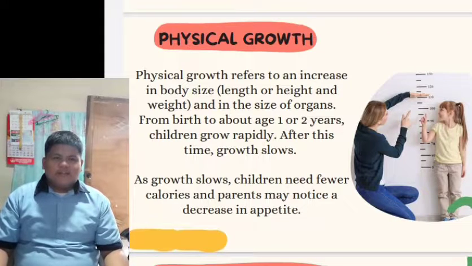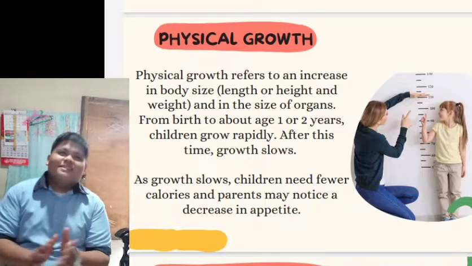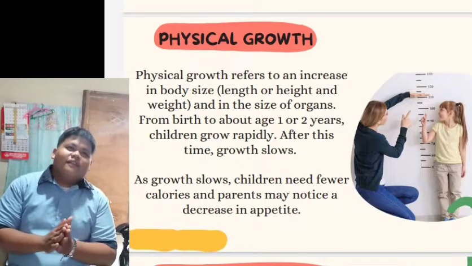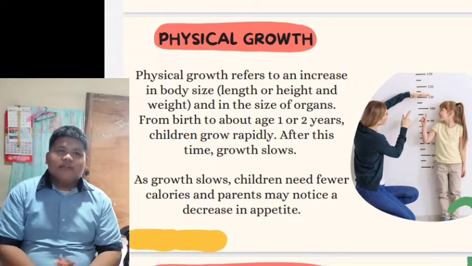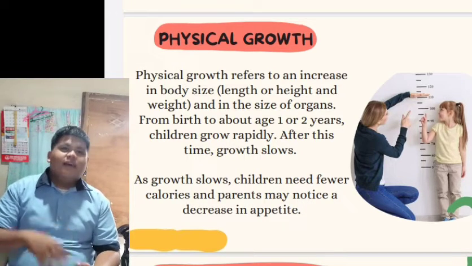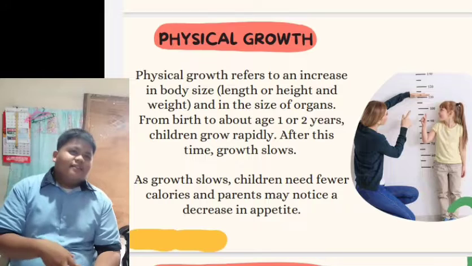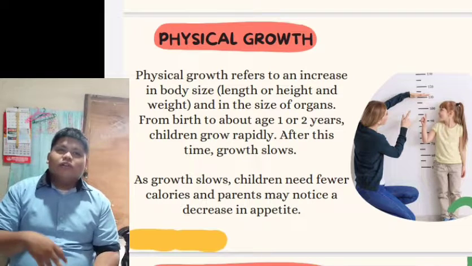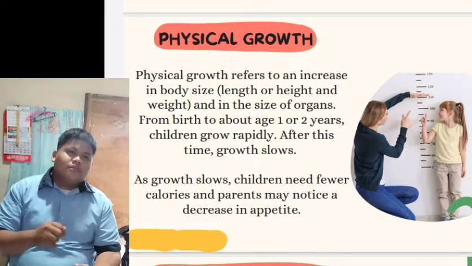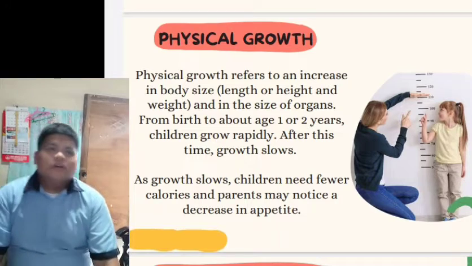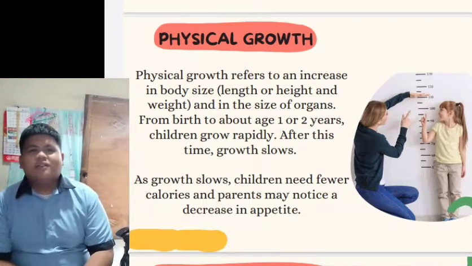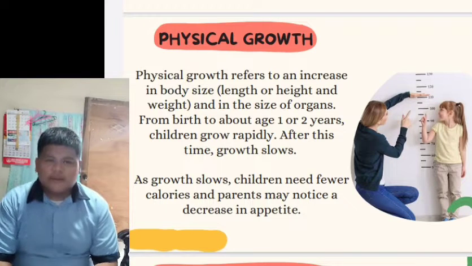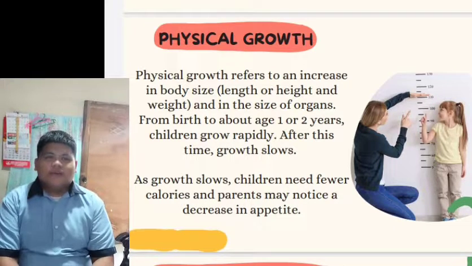Okay, on the next slide is the physical growth. Let me read the definition of physical growth. Physical growth refers to an increase in body size, length, or height and weight, and the size of organs from birth to about age 1 or 2 years old. Children grow rapidly, after this time growth slows. As growth slows, children need fewer calories and parents may notice a decrease in appetite.